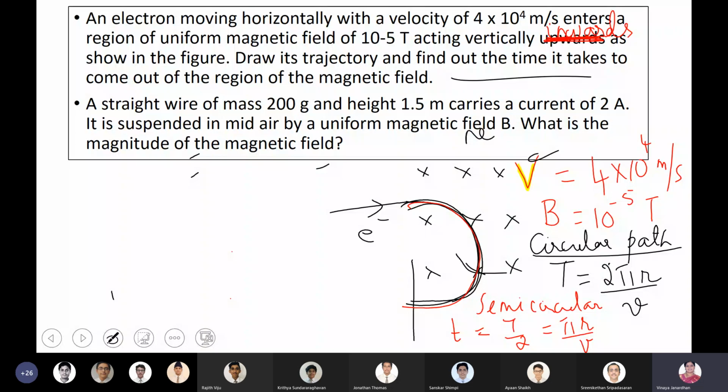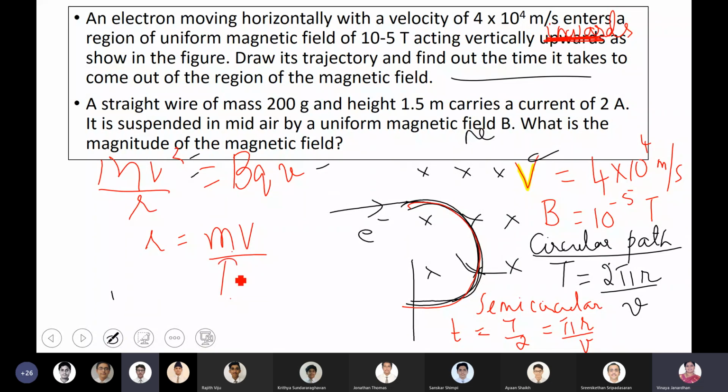So now, what is the formula? mv squared by r equals qvB, because sine theta becomes sine 90 degrees. Now, can you give me an expression for r? Ma'am, you're still inaudible. Now, am I audible?